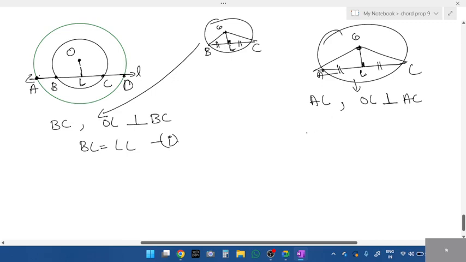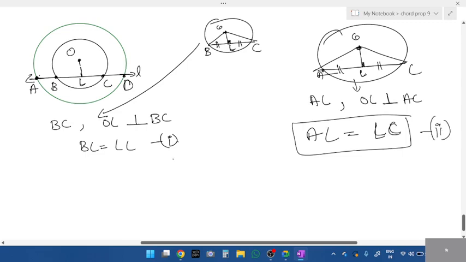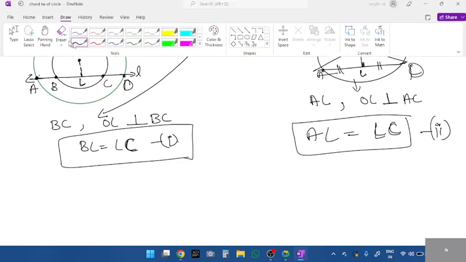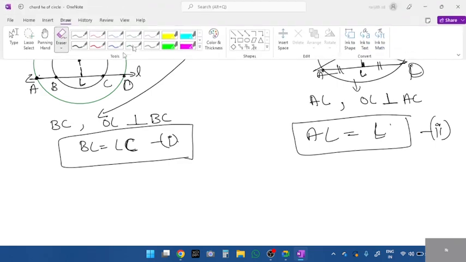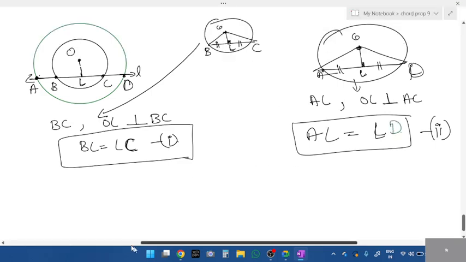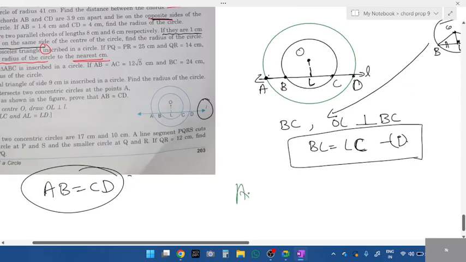So the line splits which two into two halves? AL is equal to, respond, AL is equal to LD. Is this clear? Two equations. Do we have two equations now? See, BL is equal to LC. AL is equal to, not LC, students, D. It is D. LD. And what do we need to prove? We need to prove AB is equal to CD.